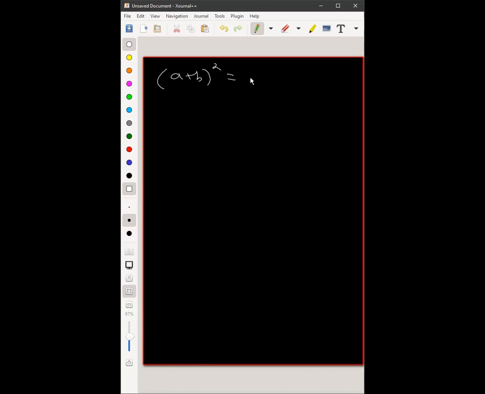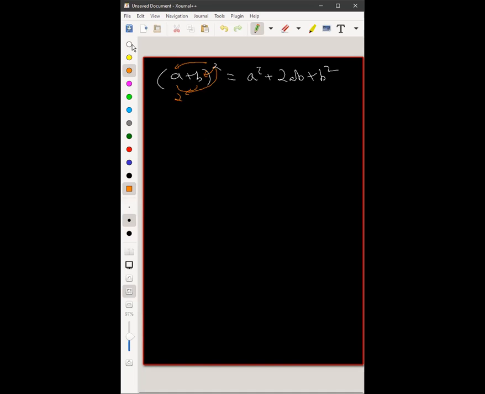Yes, sir. It will be a square plus 2ab plus b square. Right? So what are we doing? We are squaring this, we are squaring this, and we're doing 2 times the product of these two, right? Because it is 2, so we're doing 2 times. Is this clear? Yes, sir.